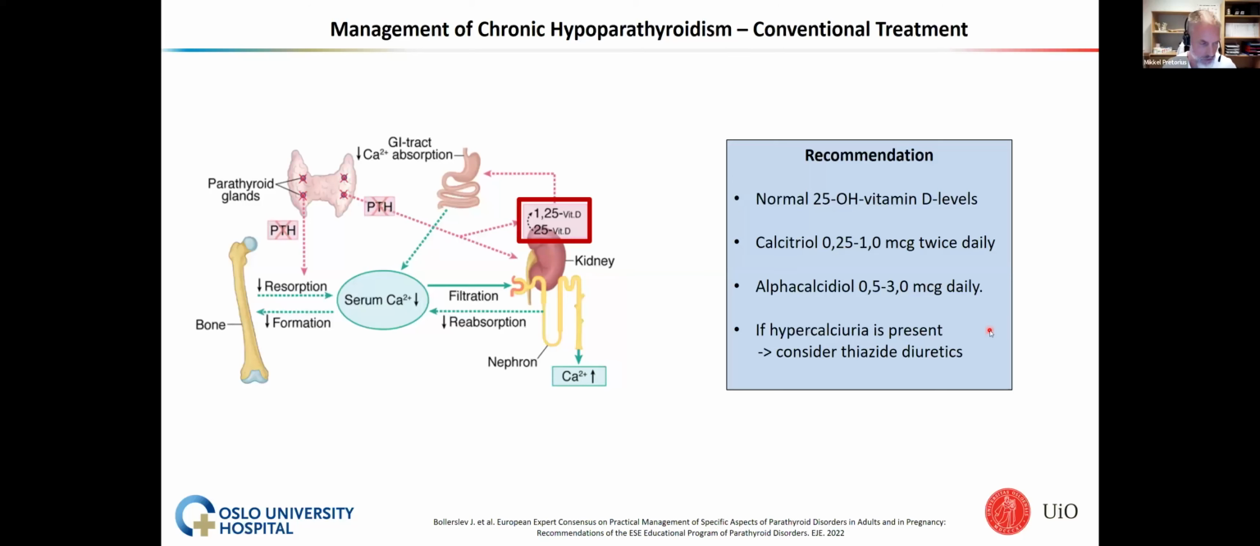We've had a lot of drug shortage now in Europe, and I just want to point out that if you change between them, calcitriol is about double the potency, but has a much shorter half-life. So it's not really that uncomplicated to switch between them like we have been forced to do during the last year.